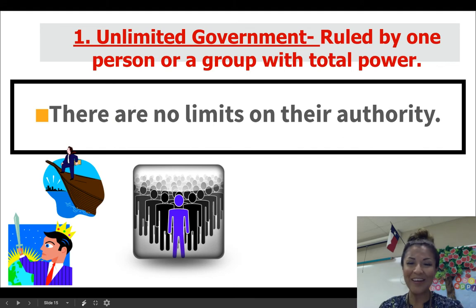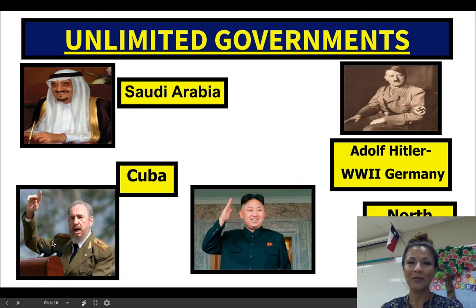So unlimited government is ruled by one person or a group with total power. Again, there are no limits on their authority. As you can see here, it could be an absolute monarchy. Okay. Saudi Arabia, Cuba, Adolf Hitler, and North Korea. Those are some examples of unlimited government.